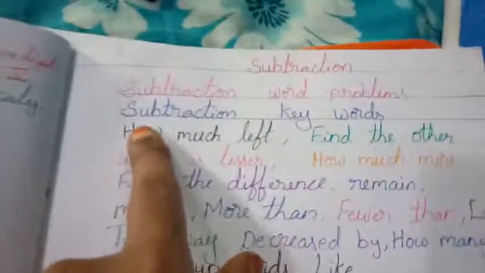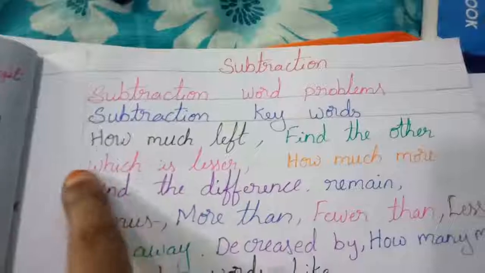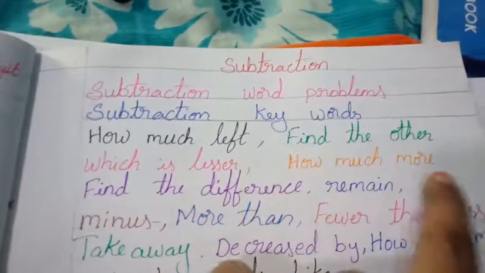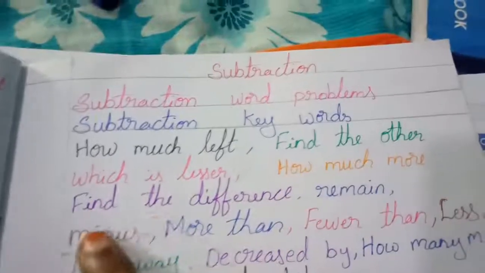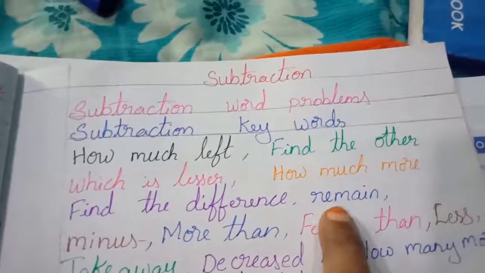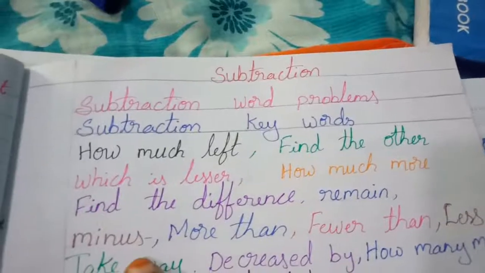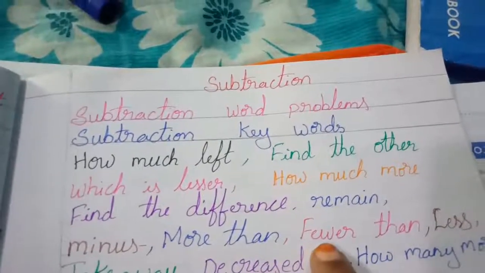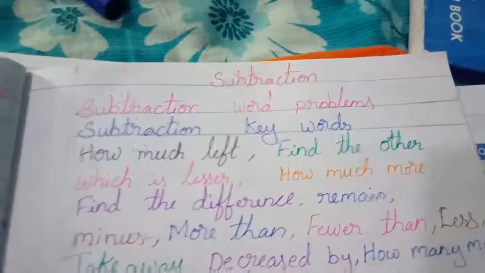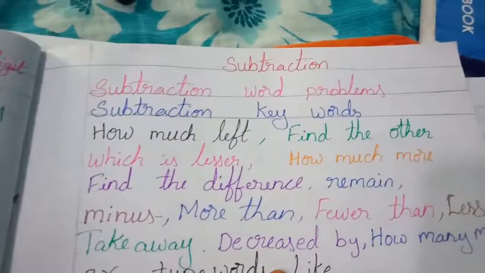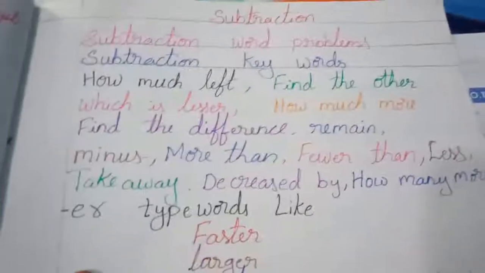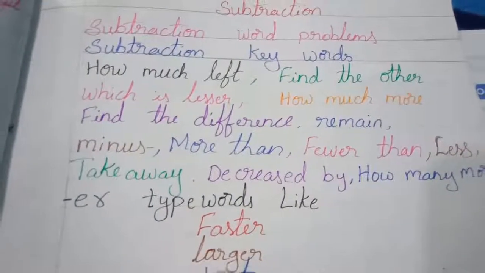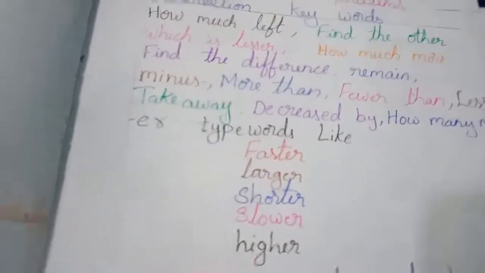Again I will read the subtraction keywords. How much left, find the other, which is lesser, how much more, find the difference, remain, minus, more than, fewer than, less, take away, decreased by, how many more, and ER type words like faster, larger, shorter, slower, higher.